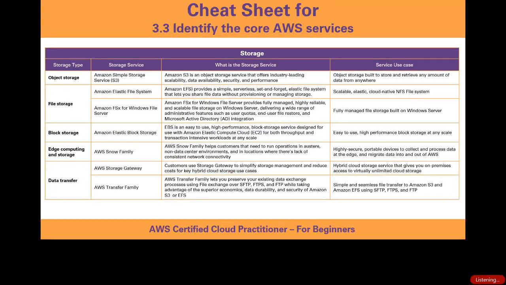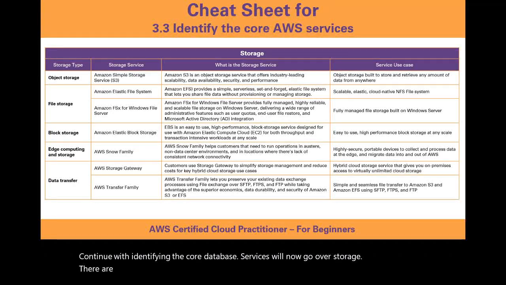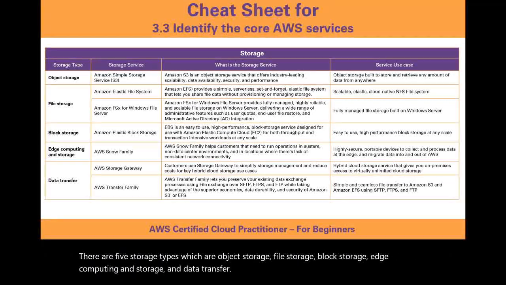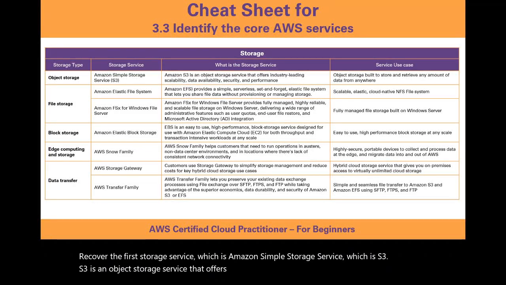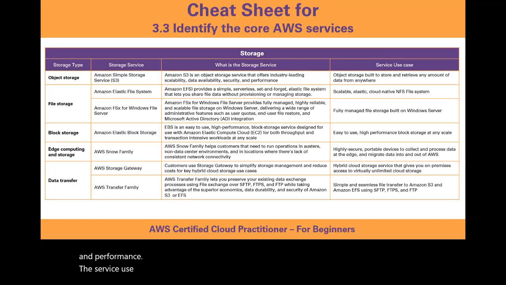Continuing with identifying the core AWS services, we now go over storage. There are 5 storage types, which are object storage, file storage, block storage, edge computing and storage, and data transfer. We cover the first storage service, which is Amazon Simple Storage Service, which is S3. S3 is an object storage service that offers industry-leading scalability, data availability, security, and performance. The service use case is object storage built to store and retrieve any amount of data from anywhere.